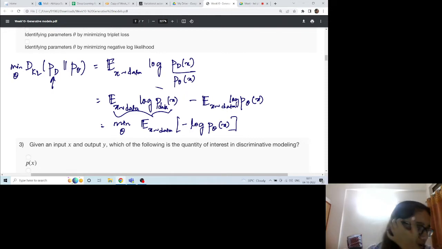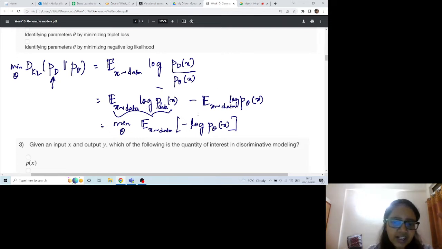Now we want to minimize this with respect to theta, right? The first expression doesn't contain any theta in it, so we simply ignore it, because it doesn't contribute to our minimization problem at all. We just keep this one. This is how this particular KL divergence expression is minimized, ignoring the first term.